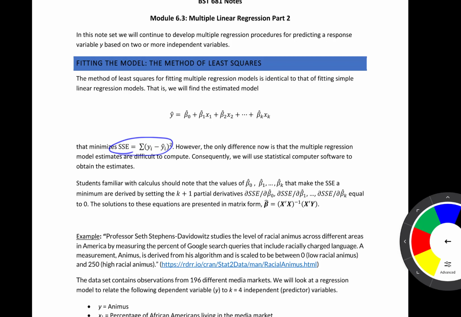Now, one should note that, like the matrix representation of the models we looked at previously, we can actually use the matrix representation to get the parameter estimates just like we did with simple linear regression, and then we don't have to worry about the complicated formulas. So this is one of the benefits of using the matrix representation: it can make getting those estimates much easier.